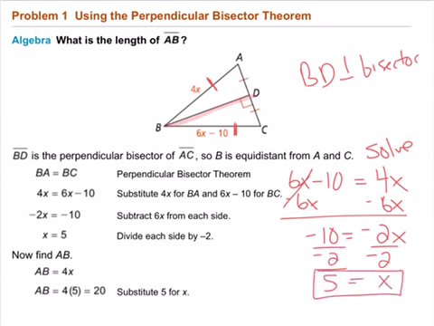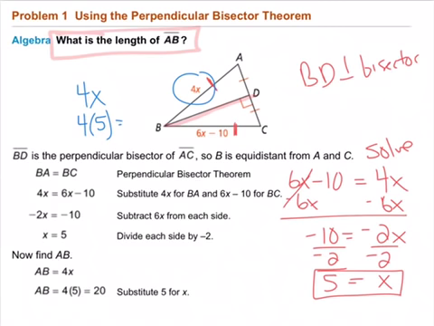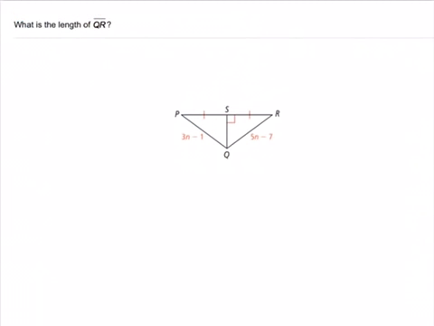But class, keep in mind, in geometry we always need to read the question. This question said, what is the length of AB? It didn't say find the variable. So now that I know that x equals 5, I've got to plug it in. So AB is 4x, 4 times 5 gets me 20. That's the answer.